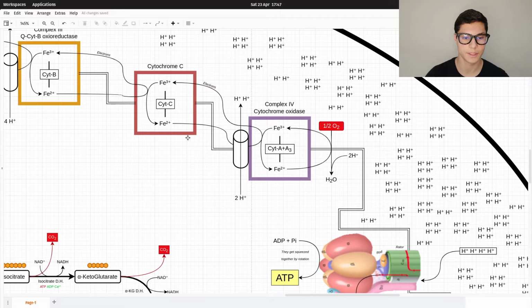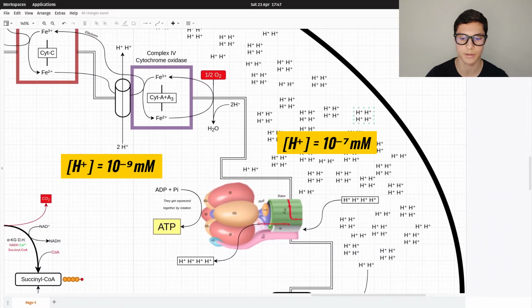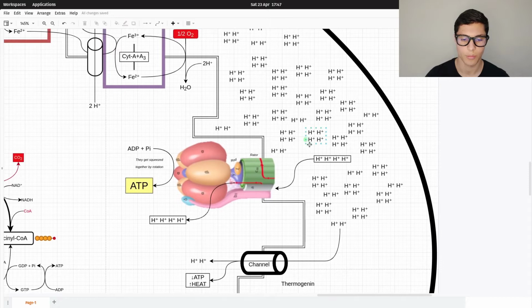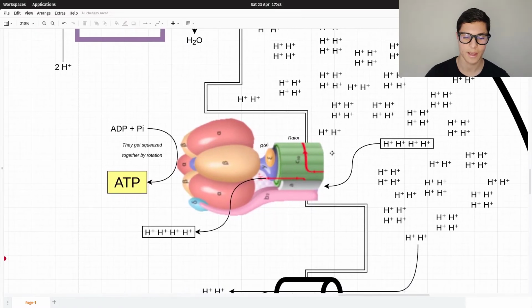The purpose of this electron transport chain is to get protons out. As you can see here, the concentration of protons has increased. So once we have the protons out, the protons are going to come back in because a gradient is created, and they're going to get in with an interesting enzyme. This enzyme is called ATP synthase.